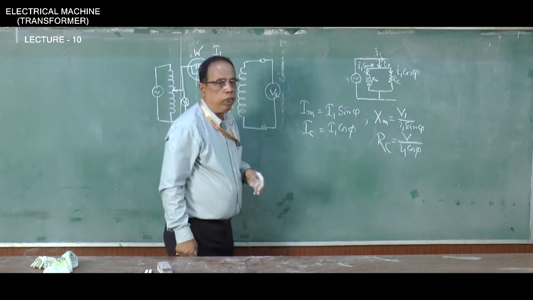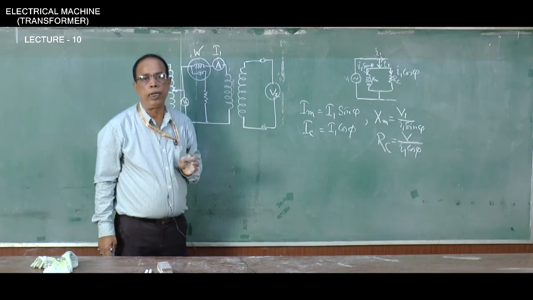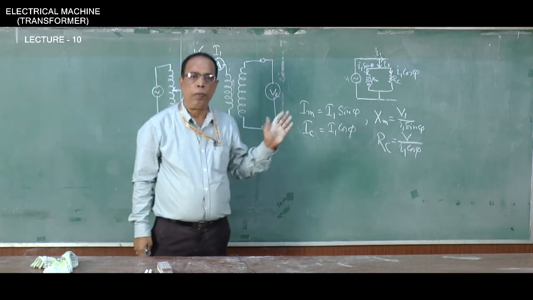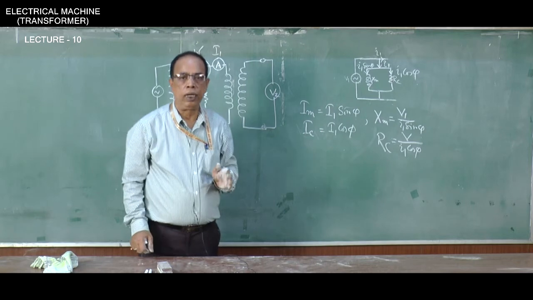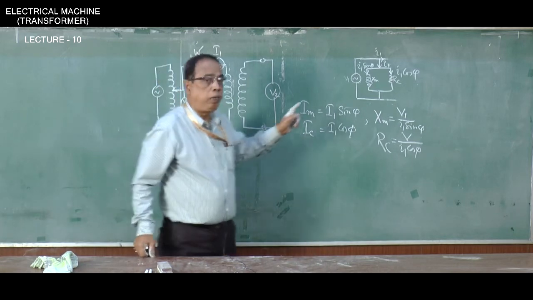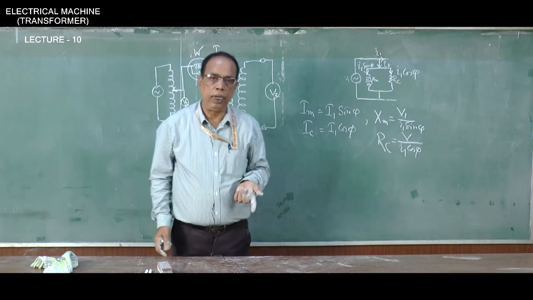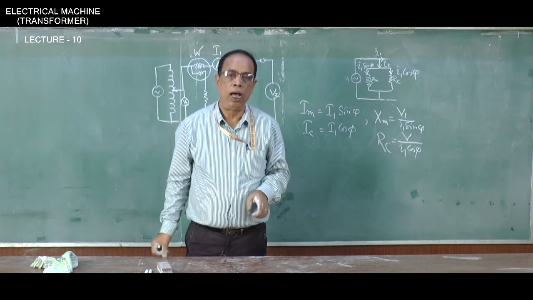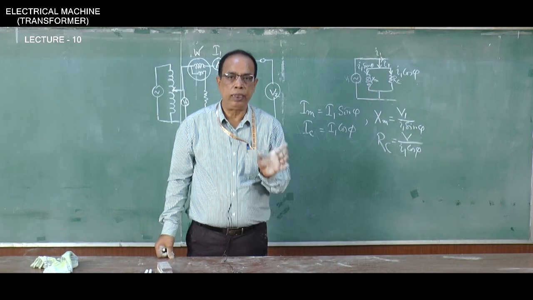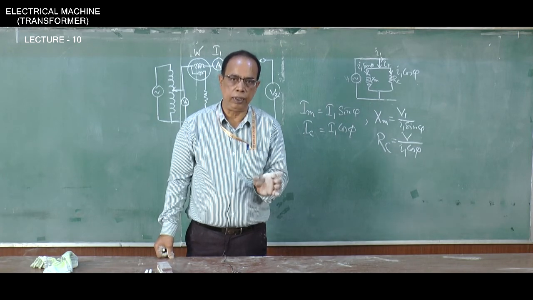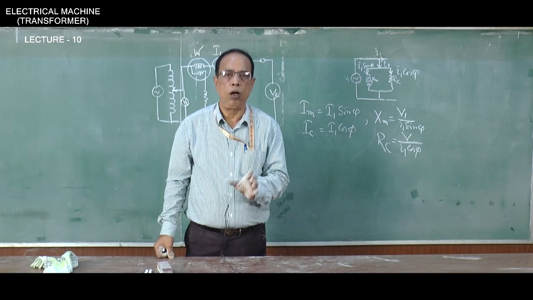By doing this, what is called the open circuit test of the transformer, I can find out the shunt parameters of the equivalent circuit. In the next lecture, we will discuss how to find out the series parameters, that means the resistance and leakage reactance of the transformer.